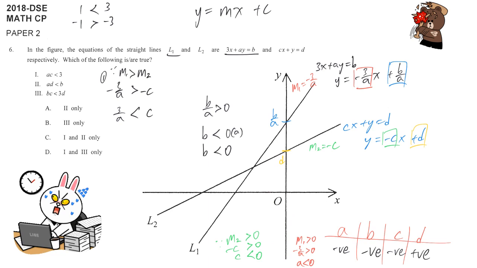So then we can continue. We have all the infrastructure, and then we just continue, both sides times a. So we have ac on the right hand side. Because we are multiplying by a negative, that's why we need to change direction. Okay, so ac should be smaller than 3. Oh, the first statement is correct. We did so many things. Finally, we find that the first statement is correct.